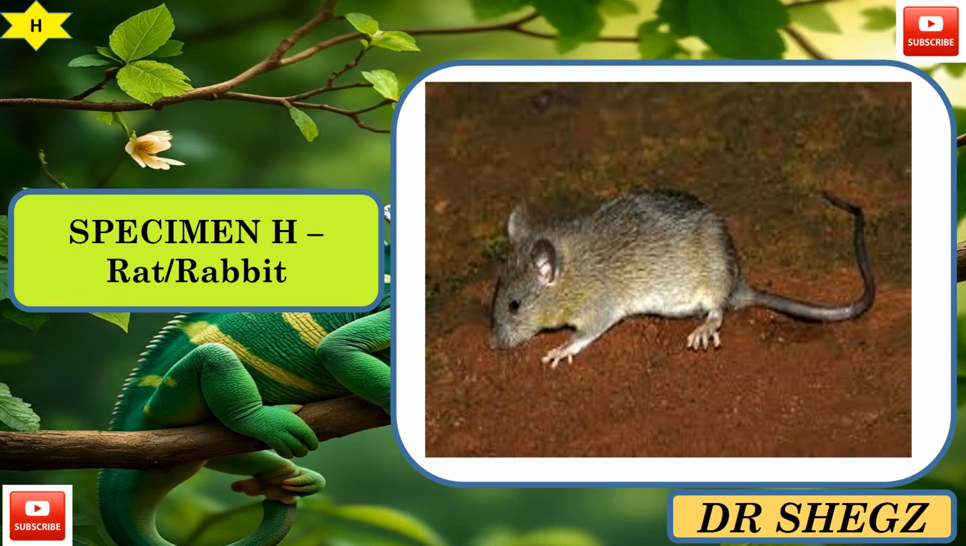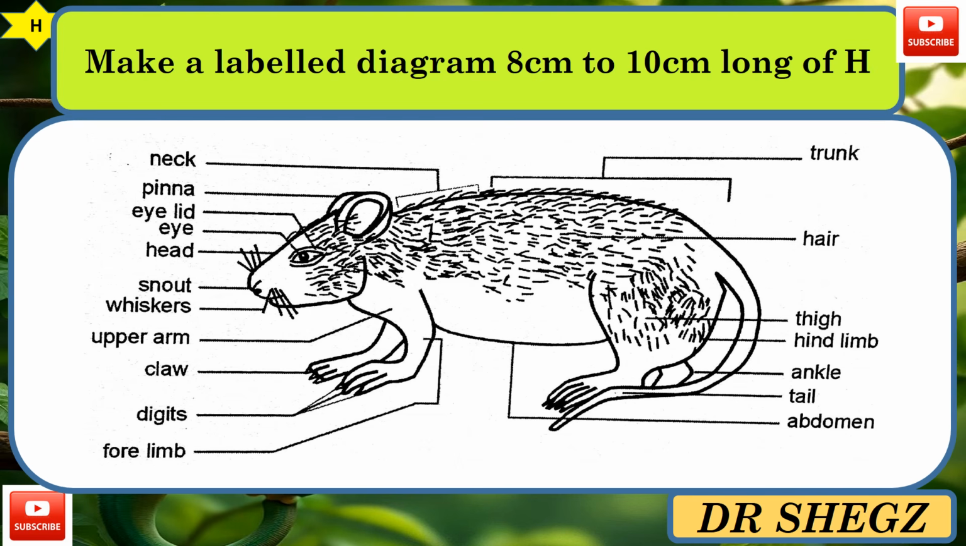Rat, specimen H, rat. Of course, this is the labeled diagram. Remember your title. So there are a lot of possible diagrams in this particular one, a lot of possible diagrams that could be drawn. So take note of them. You should be able to label them. Don't label like this. Ensure that all the labels are in one corner of your writing material.